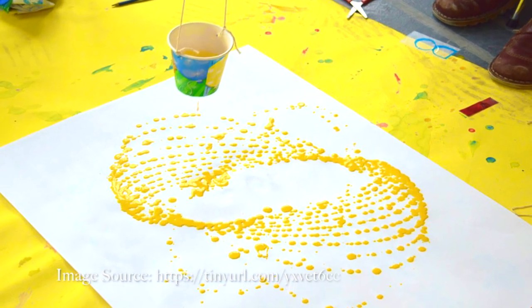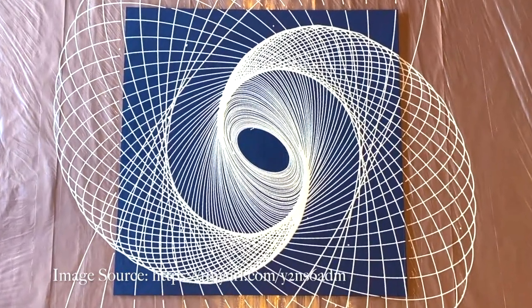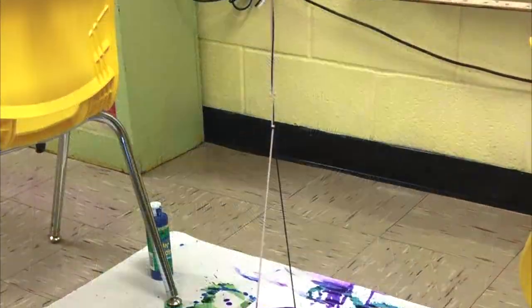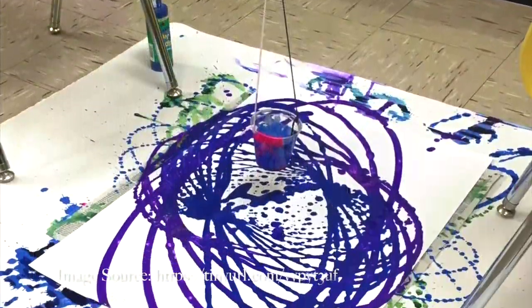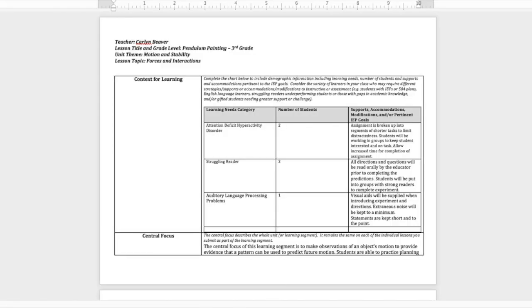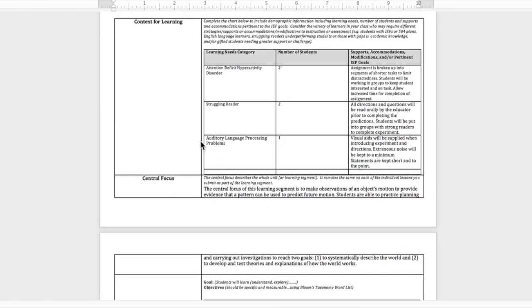Madeline Beaver, and today we will be creating a pendulum painting for 3rd graders based on the unit Motion and Stability with the lesson topic Forces and Interactions. So the central focus of this learning segment is to make observations of an object's motion to provide evidence that a pattern can be used to predict future motion. Students are able to practice planning and carrying out investigations to reach 2 goals: 1, to systematically describe the world, and 2, to develop and test theories and explanations of how the world works.